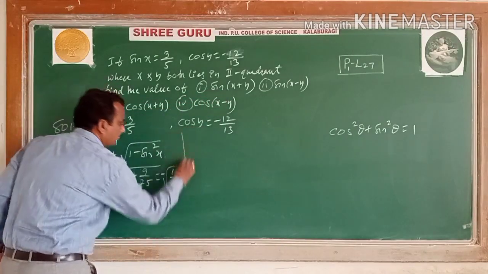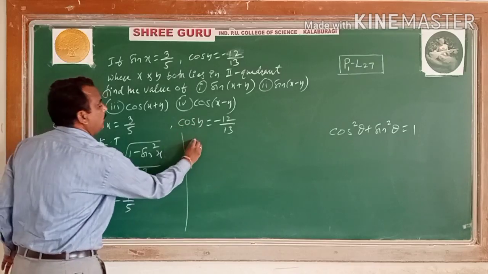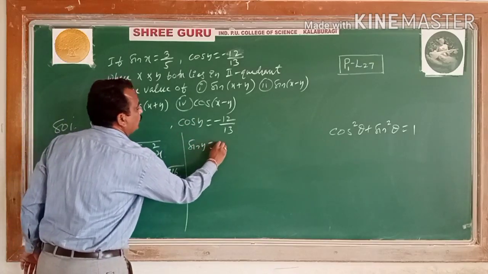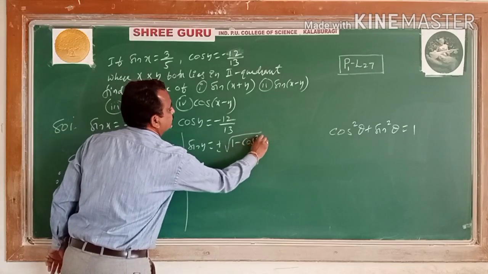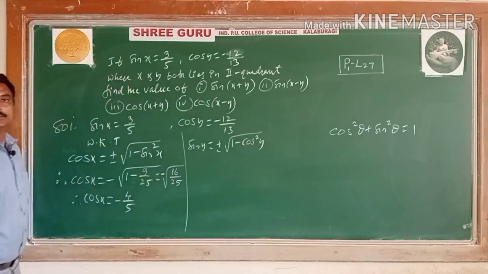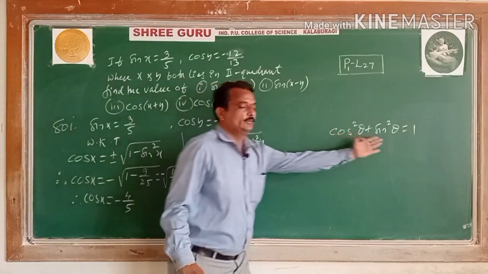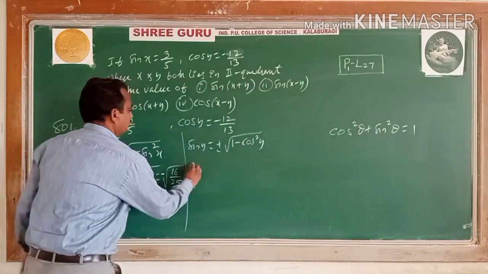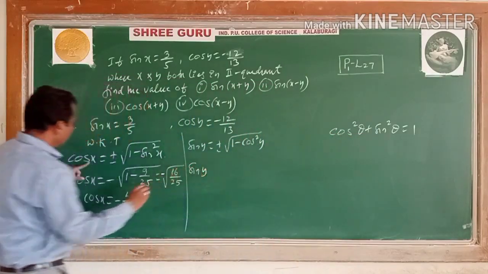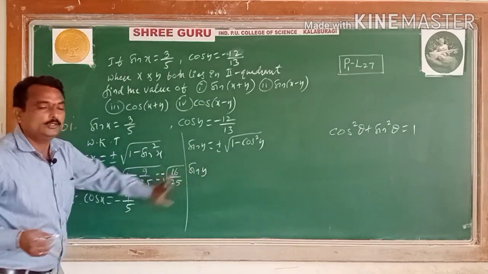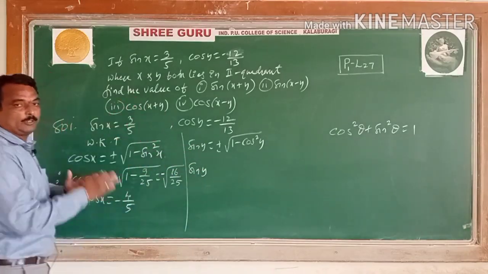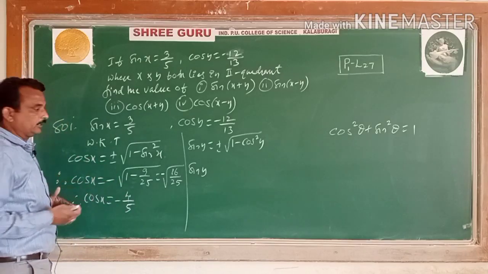Now similarly, let us find sin y here. Sin y equals plus or minus the square root of 1 minus cos square y. Same formula, the same identity. Sin y is in terms of y, and the earlier one is in terms of x. Here the angle is x and here the angle is y. Then for the sum we are finding x plus y and x minus y, the sum and difference.